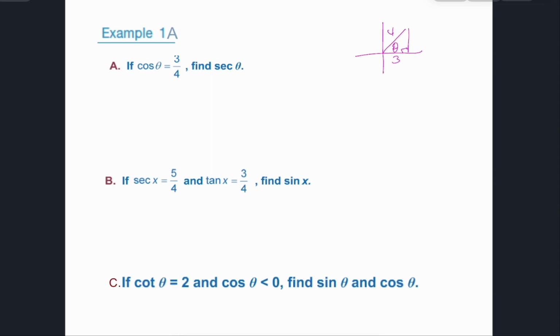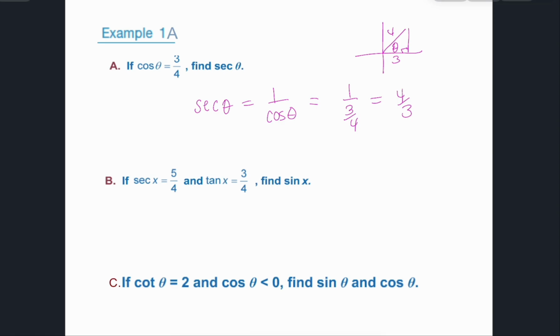So we can do what we've always done, okay? But another way is that we know the secant is 1 over the cosine, or the reciprocal identity, so that's 1 over 3/4, which is the same as 4/3. So just by using the fact that they are reciprocals, since the cosine is 3/4, 1 over 3/4 is the same as 4/3. Okay. Now, B is a little different.